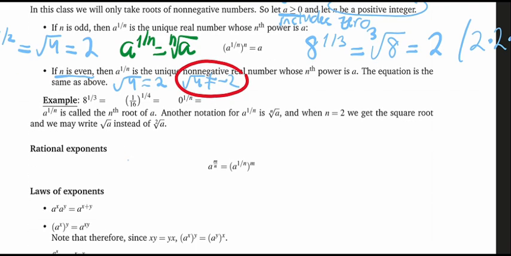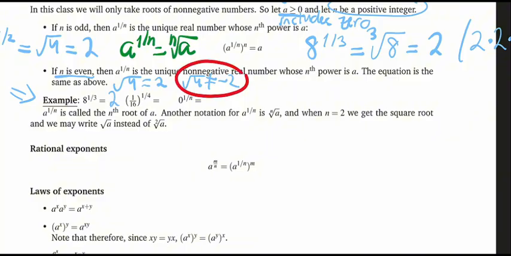Let's do a bit of an example. These are the examples I'm talking about. What is 8 to the power of 1/3? So 8 to the power of 1/3, that's going to be the third root of 8. What number do I multiply by itself 3 times to get 8? That's going to be 2.